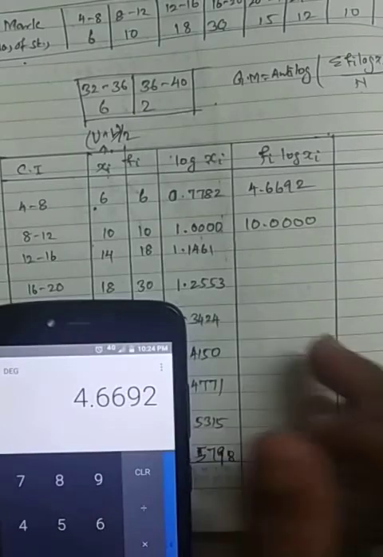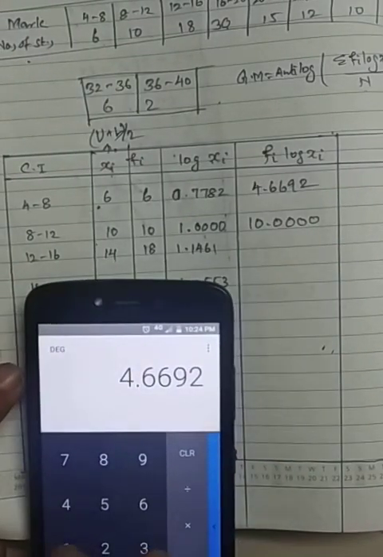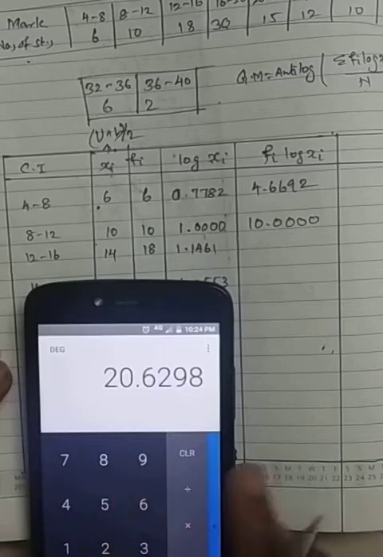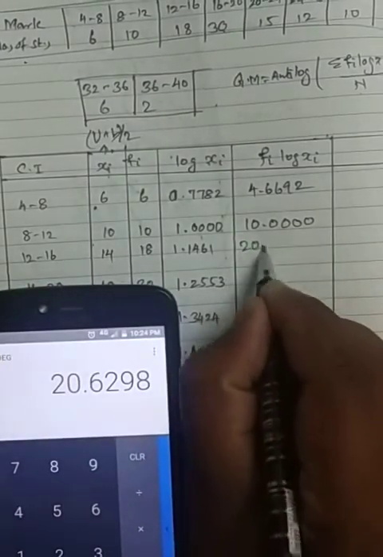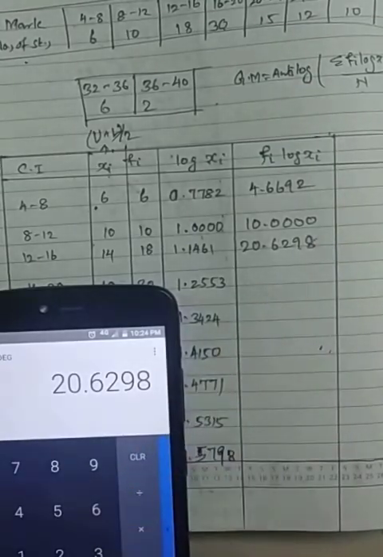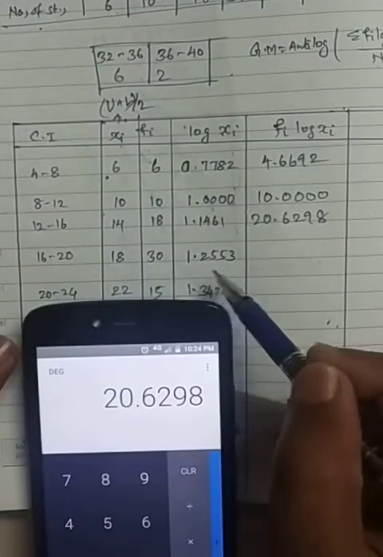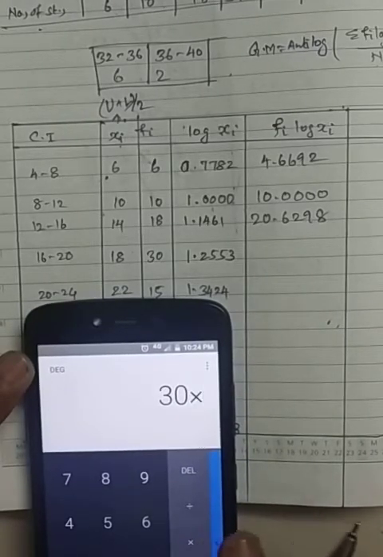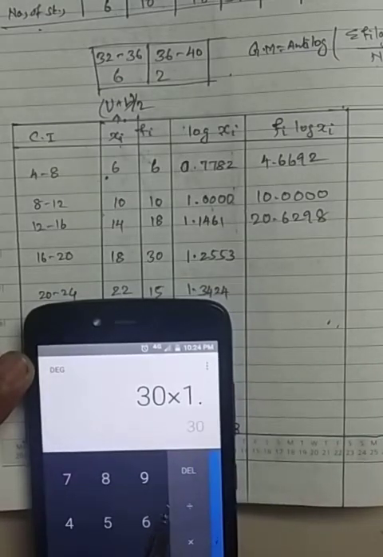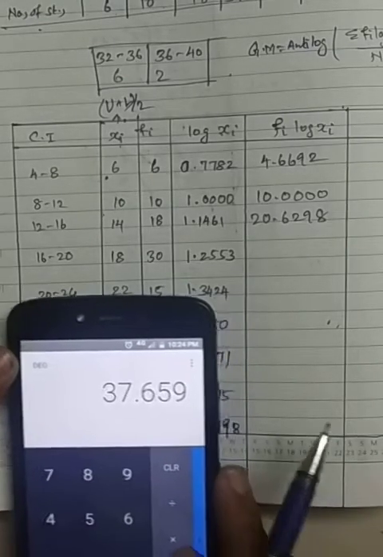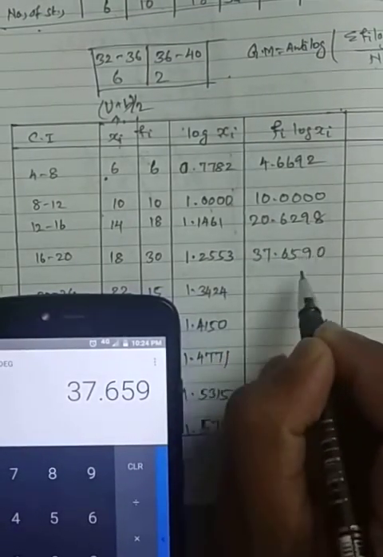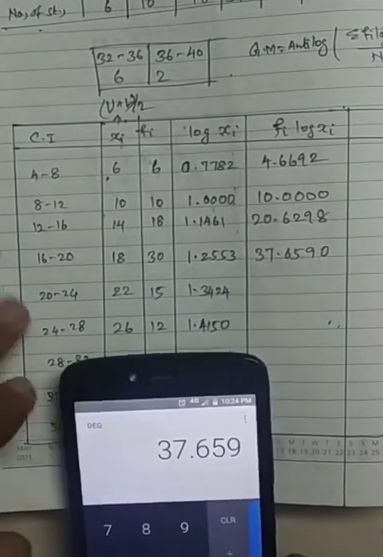Next one is fi is 18. So that I will write. So 18 into 1.1461. So that is the value we are getting: 20.6298 will come. The next value is fi is 30 into 1.2553. So that we are getting 37.6590. You can add 0 because there is no value.